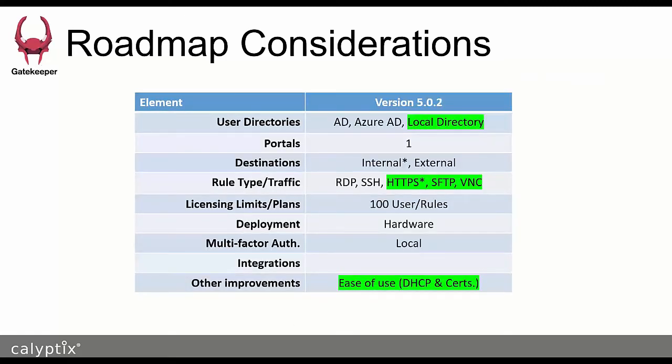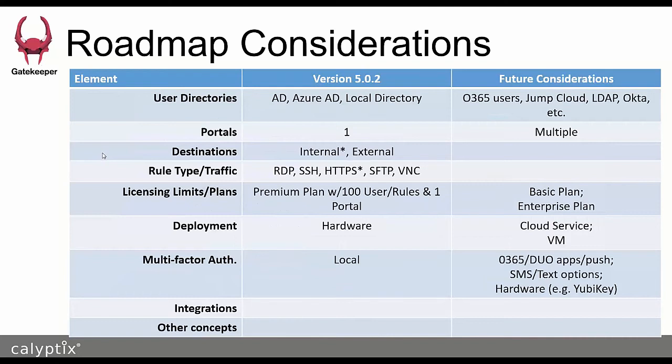As we look at the roadmap, it's important to go back to the elements that we can work on and what we had in 501 and what we have in 502. It's coming. And I turned the phone off, but I didn't turn the darn watch off. Golly. This shows the addition of the local directory, and the addition of HTTP, SFTP, VNC, and ease of use. That's really the early testers, the beta testers. That's where the feedback was, and that's what we worked on.